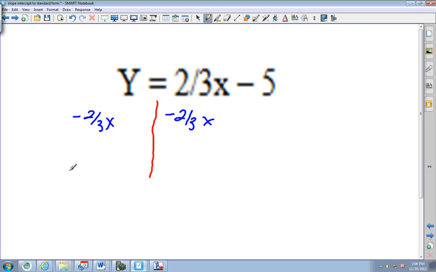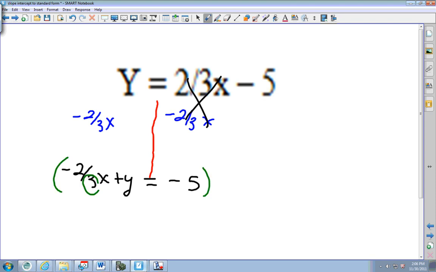And I get negative 2/3 x plus y, and that equals negative 5. Okay, well that's fine. And a lot of people try and tell me that this is in standard form. Well, they're like, the x is on one side, the y is on another. But I can't have this denominator. So what I need to do is multiply the entire equation by this number right here. So I'm going to multiply it by 3.